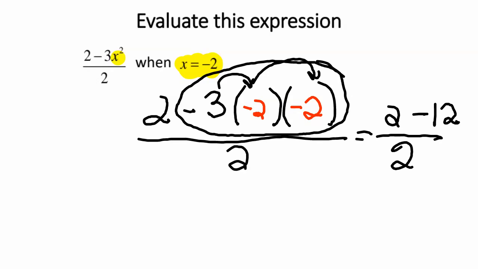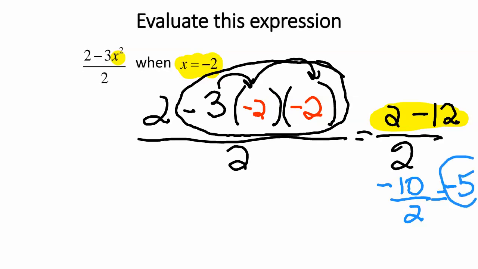Because this will then give you a numerator. These two numbers will now become a -10 over 2 or -5 is my answer. If you put this 2 and 3 together, you're not going to get the correct answer. Order of operations matters.